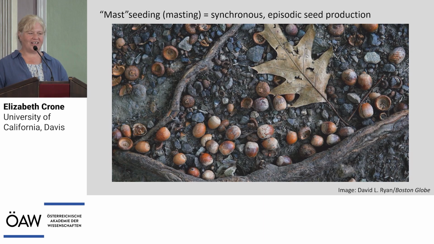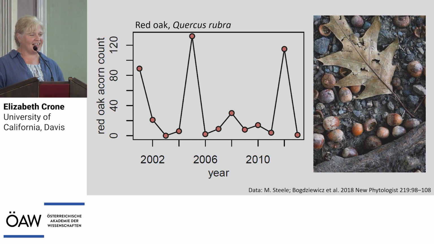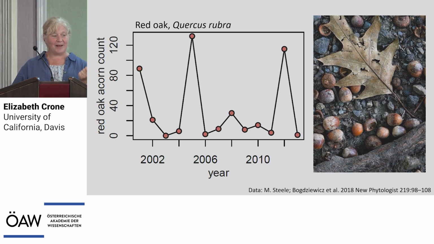And so just to start, I think we all know, but the definition of mast seeding or masting is synchronous episodic reproduction. And if you look at something like these red oaks in the northeastern US, where I lived until about 9 months ago, there are years when the ground is covered with acorns and years when it's not. And if you think about it, you could replot this as a time series like this, where on the x-axis we have years, on the y-axis we have the number of red acorns. These data happen to have been counted by a colleague of mine in Pennsylvania.